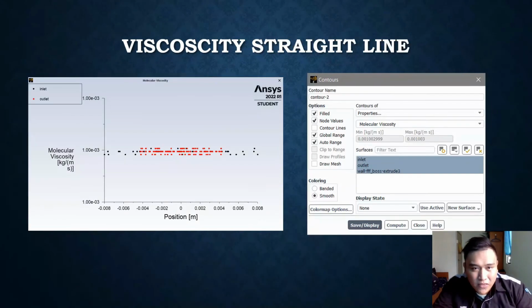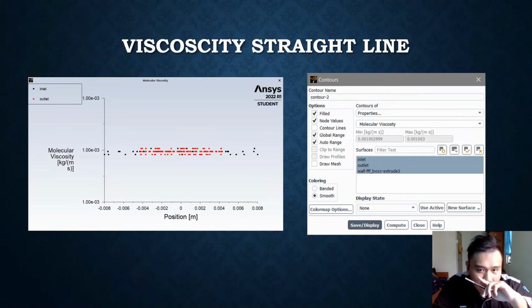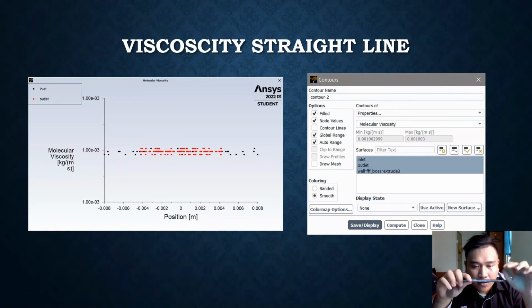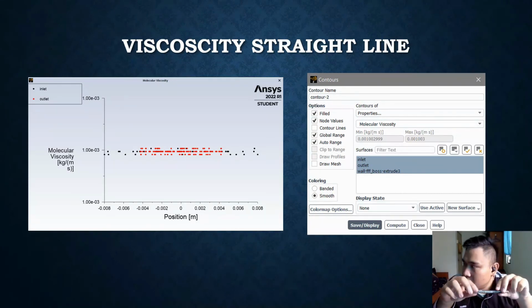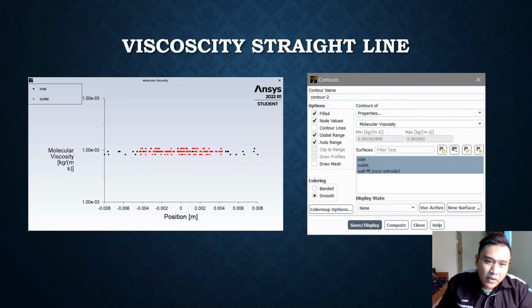And then we move to the straight line. There is a difference between the straight line and the closed loop in molecular viscosity, because the water in the straight line flows easily since there is, how to say this, no traction between the water, and the water flows easily in the straight line.